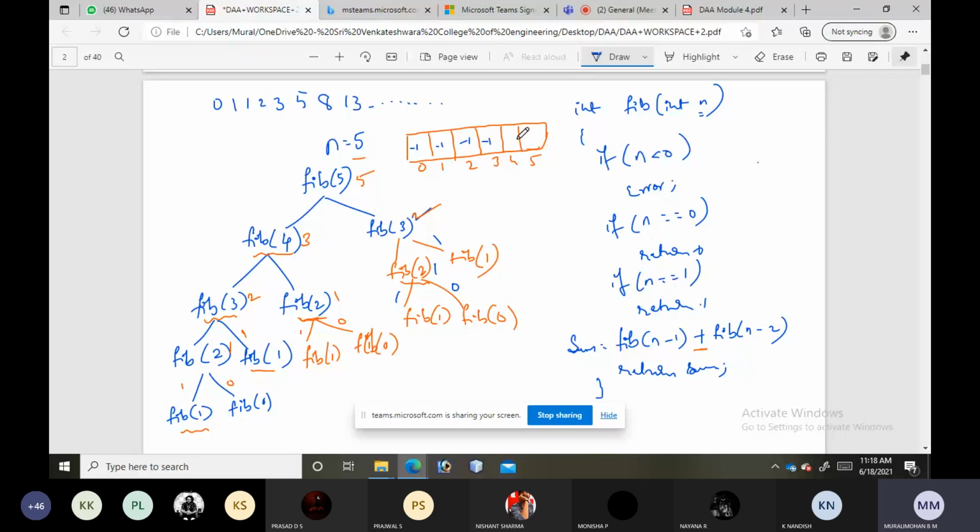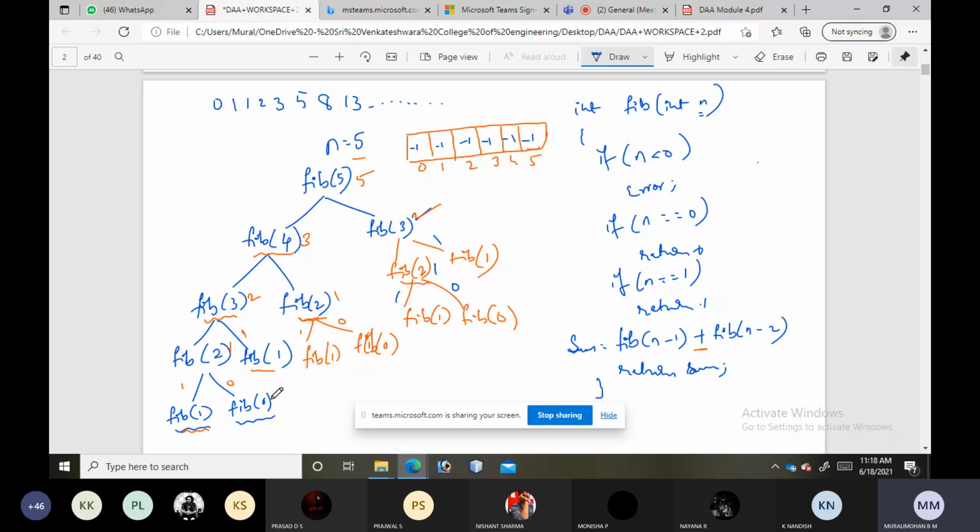This means we have not yet calculated fib of 0, fib of 1, fib of 2, fib of 3. So initially it is -1 for all. First, we will call fib of 5, which in turn calls fib of 4, which in turn calls fib of 3, which in turn calls fib of 2. Here you just see fib of 1 and fib of 0 have been solved.